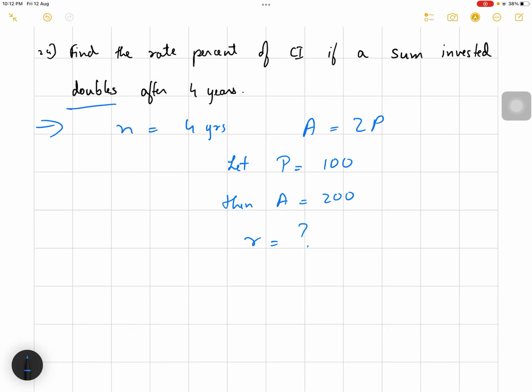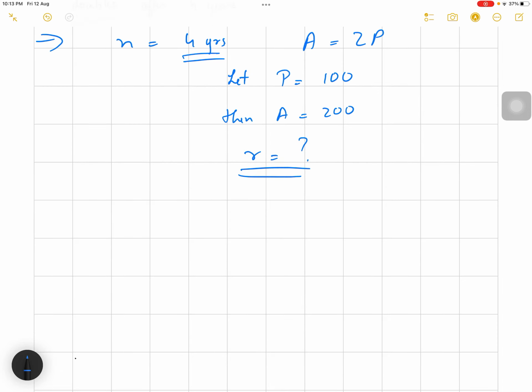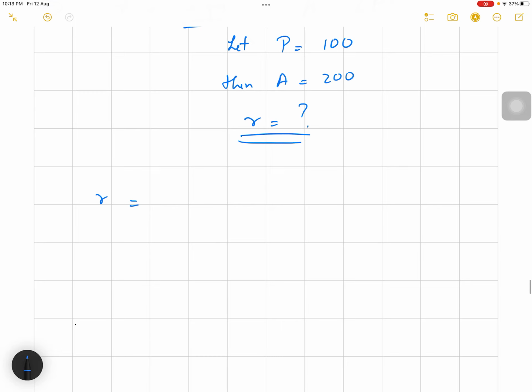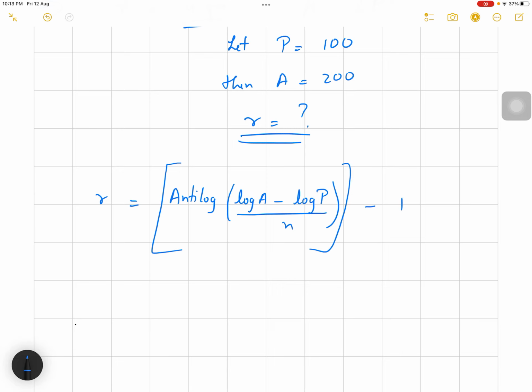Find the rate percent of CI if a sum invested doubles after 4 years. If principal is 100, then amount will become 200. It is doubling in 4 years, and you are supposed to find rate of interest. So we have the formula for R, right? R is equal to antilog of (log A minus log P) divide by n, minus 1. To avoid confusion, you can put this in bracket.